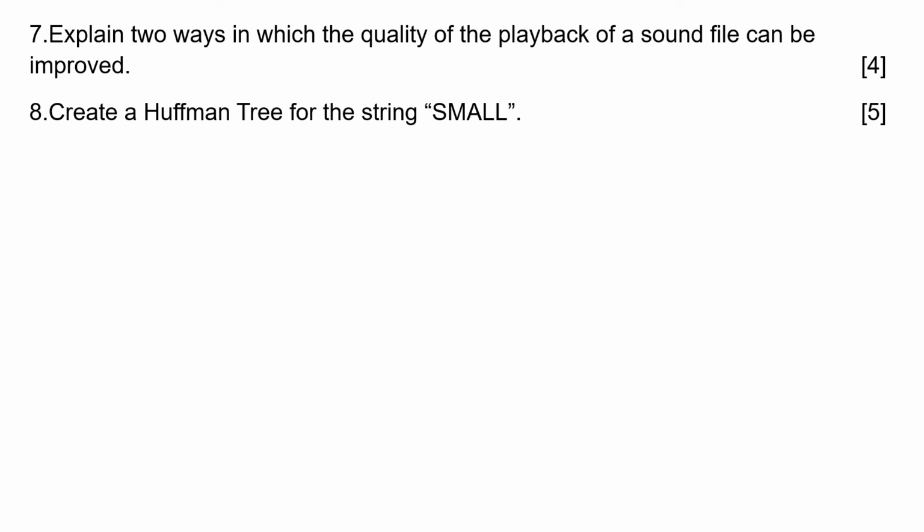So the two ways in which the quality of the playback of a sound file can be improved is improve the sampling rate, sample more often, and increase the sampling resolution, allow more bits to make the measurements.